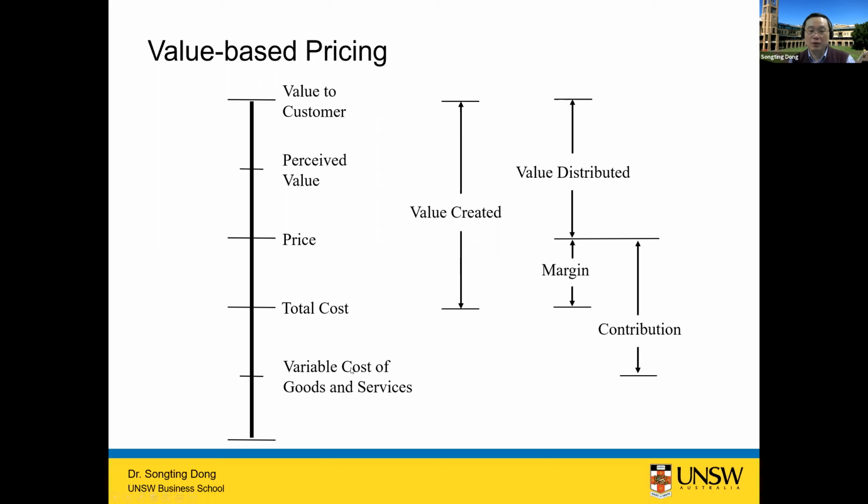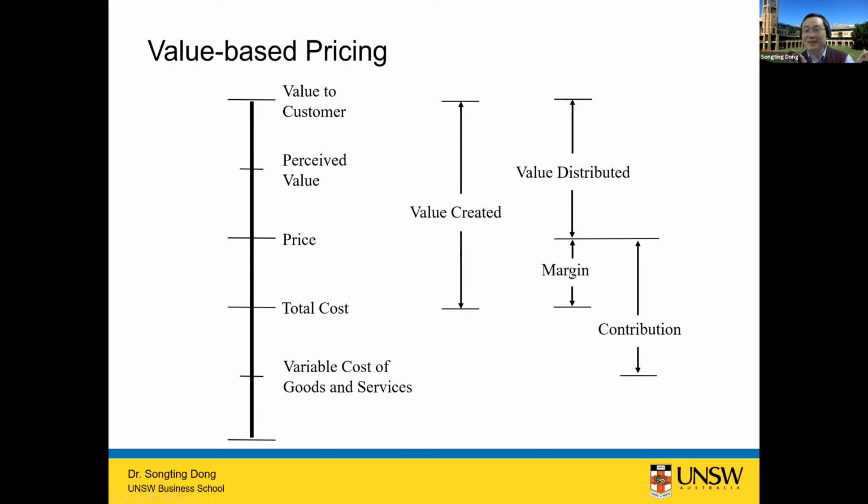But at the same time, it will also induce some cost to the company. That is the total cost over here. So the difference between the value to the customer and the total cost is the value you created by offering this product or service. Then, what is pricing? Pricing is how you divide this created value between you and your customer. So this is the value you created. Your price is over here. So basically this part is called the margin.